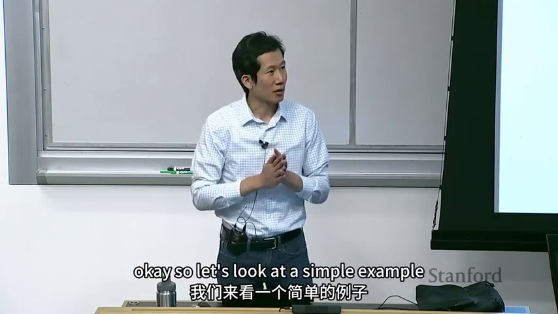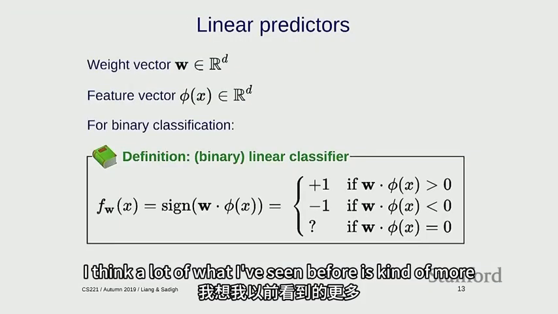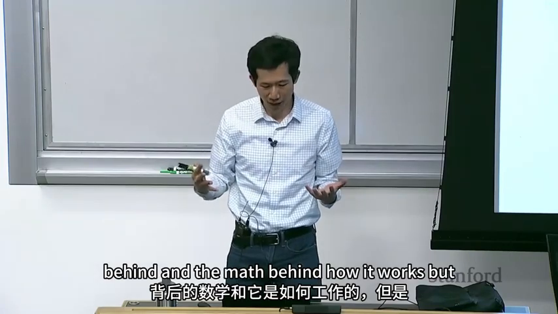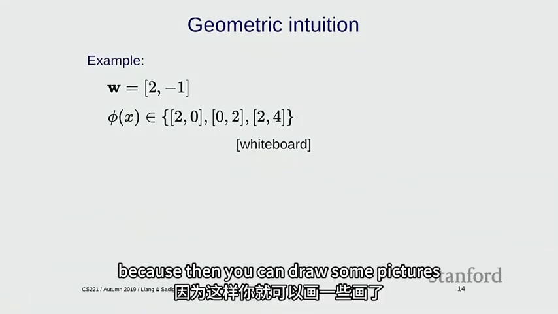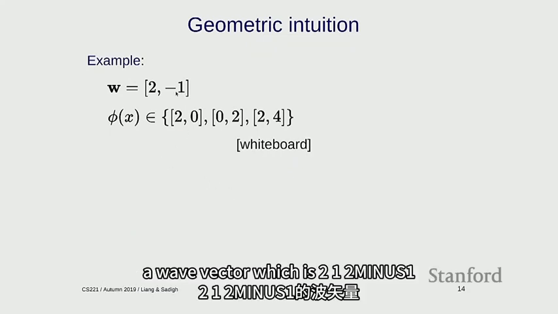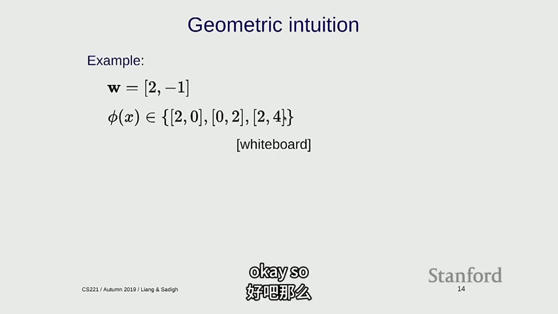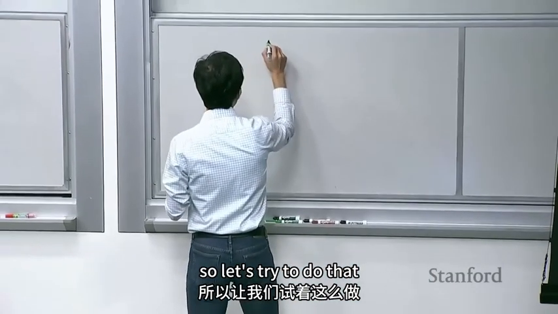Okay, so let's look at a simple example, because I think a lot of what I've said before is more the formal machinery and the math behind how it works. But it's really useful to have some geometric intuition, because then you can draw some pictures. So let's consider this case. We have a weight vector, which is [2, -1], and a feature vector, which is [2, 0], and another feature vector, which is [0, 2], and [2, 4]. Okay, so there are only 2 dimensions, so I can try to draw them on a board. So let's try to do that.